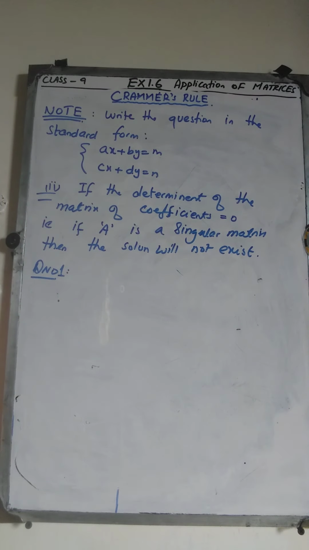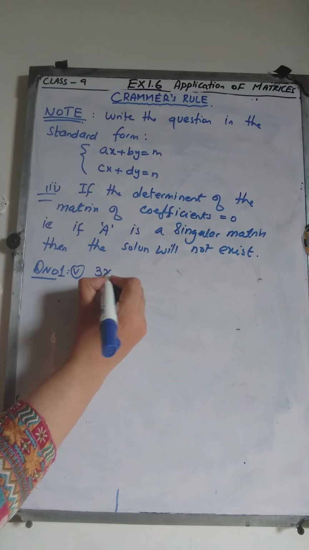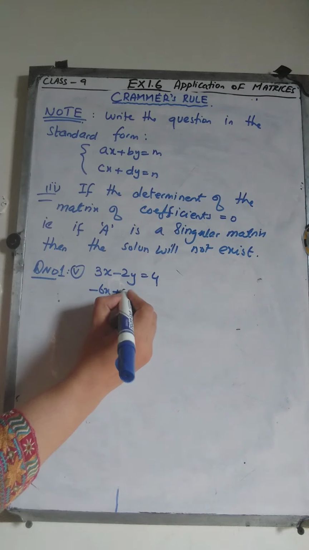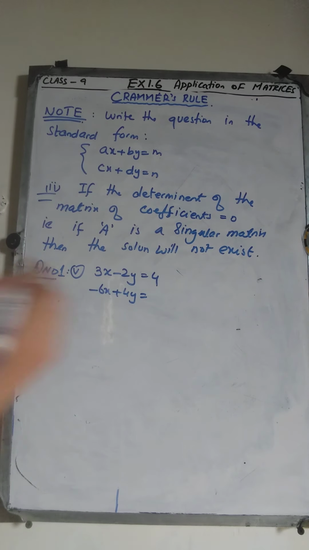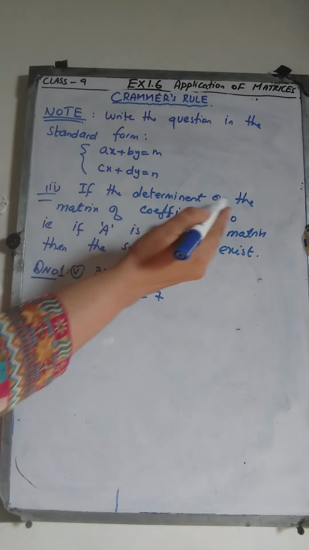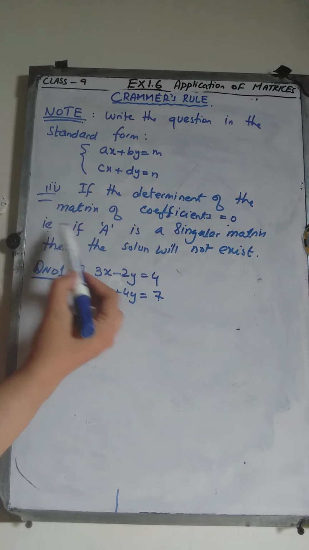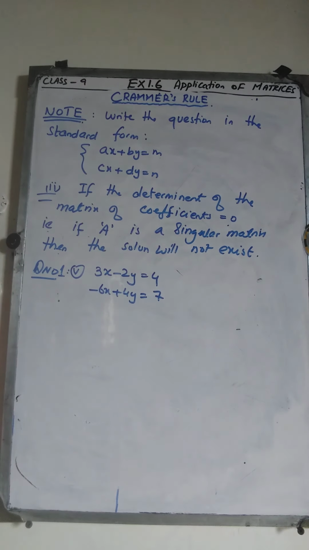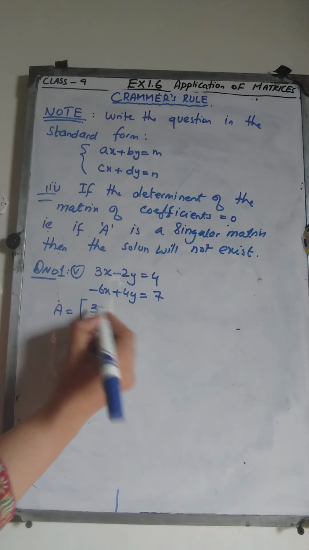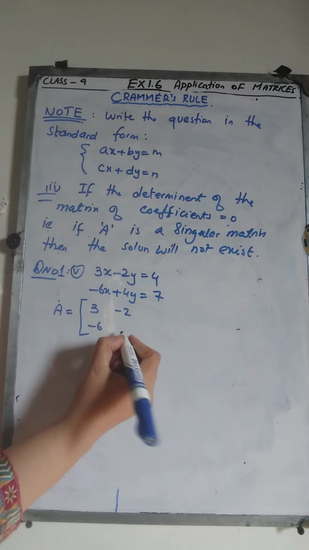The question is, 3x minus 2y is equal to 4 and -6x plus 4y is equal to 7. Okay, this is the linear system which is given to us. Now suppose, let us define the matrix of coefficients. Okay, if the determinant of the matrix of coefficients is equal to 0, that is, if A is a singular matrix, then the solution will not exist. Let us define A. A was the matrix of coefficients 3, -2, -6 and 4.